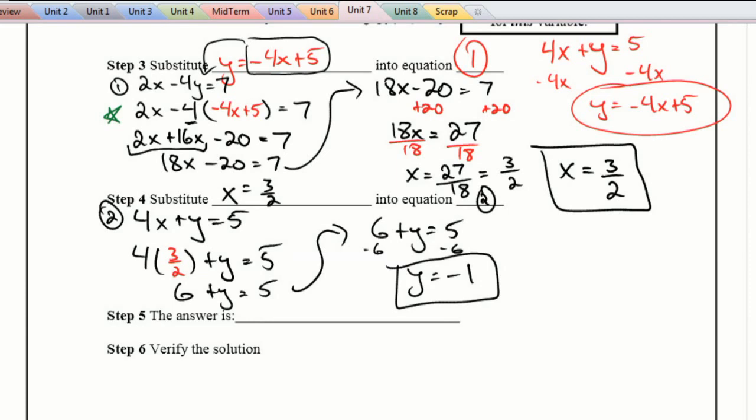My solution is, it's always going to be an ordered pair. Try to squeeze it in here. My x was 3 over 2. That was from up here. And then my y is now negative 1. So I have a solution to this system.